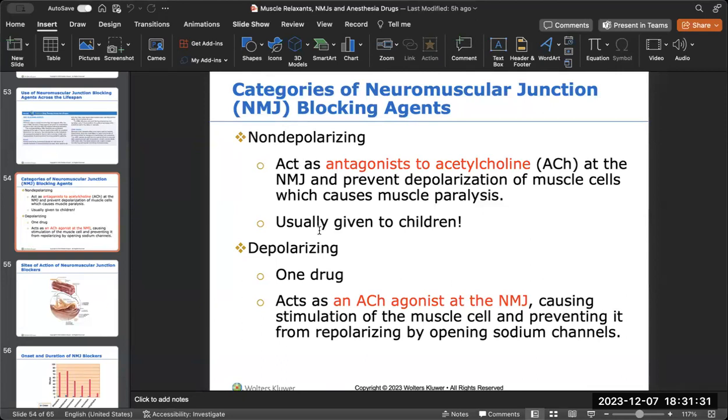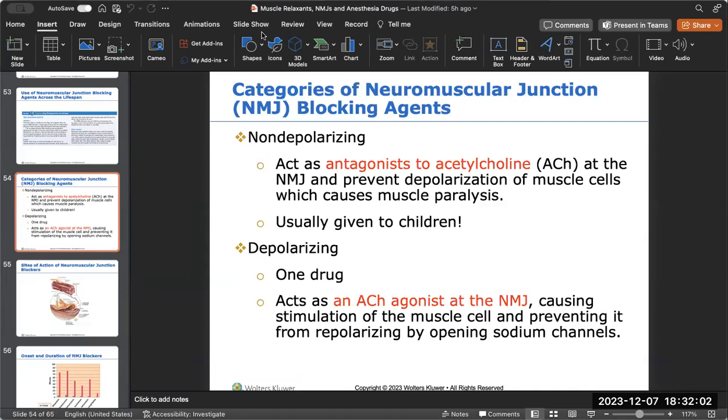We have non-depolarizing. These act as antagonists to acetylcholine. This prevents depolarization of the muscles, which causes muscle paralysis. So depolarization basically means, right, that the actions of the muscles are going to increase. So if depolarization means, hey, I'm going to stimulate the nerves so that they can stimulate the muscles to move, we antagonize acetylcholine, which is going to prevent depolarization.